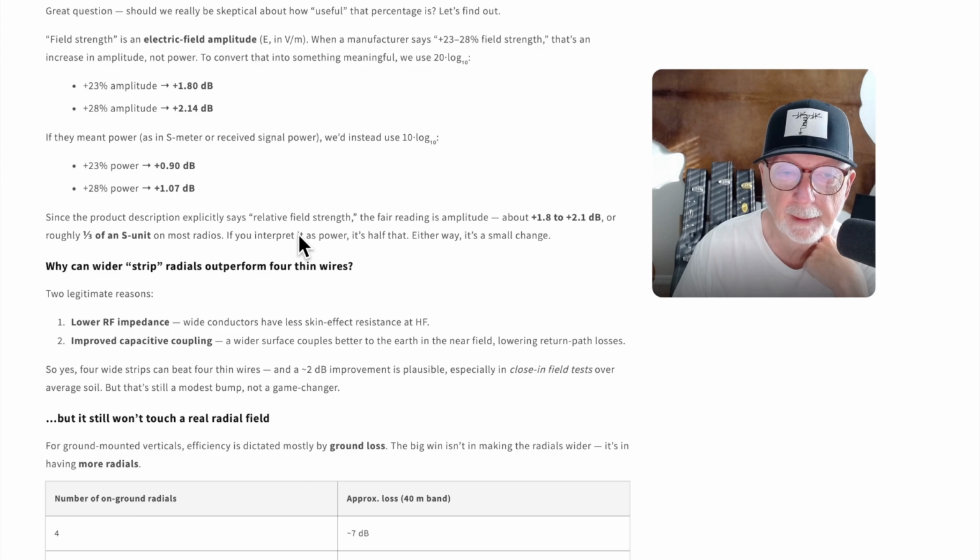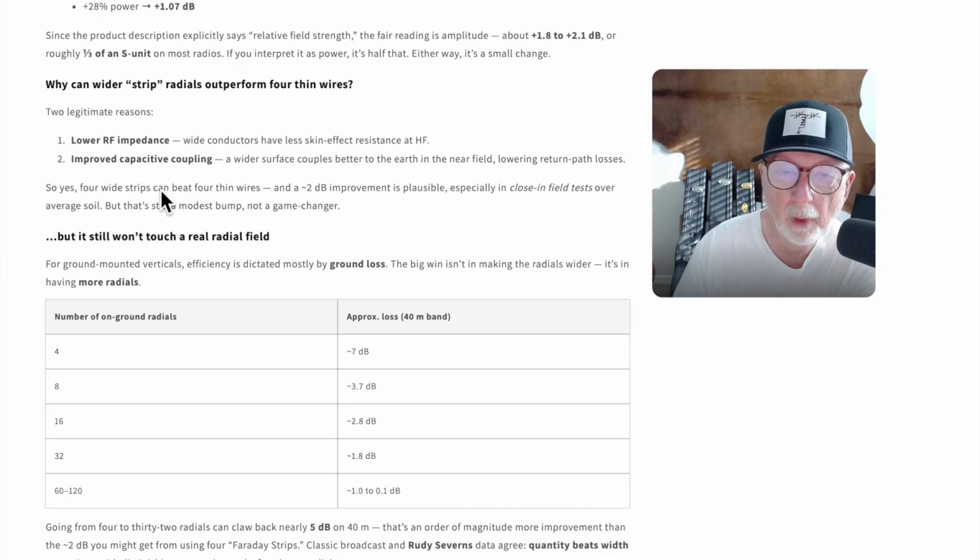Now, since the product description explicitly says relative field strength, the fair reading is amplitude, about 1.8 to 2.1 dB, or roughly one-third of an S unit on most radios. If you interpret it as power, it's half that. Either way, it is a small change. Four wide strips can beat four wires. And a 2 dB improvement is plausible, especially in close-in field tests over average soil. But that's still a modest bump, not a game changer. It still won't touch a real radial field.